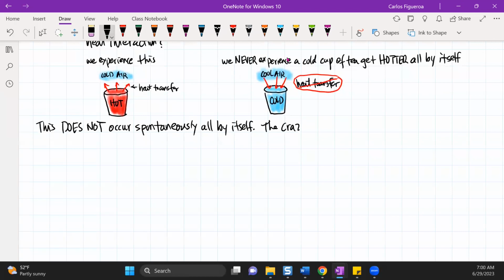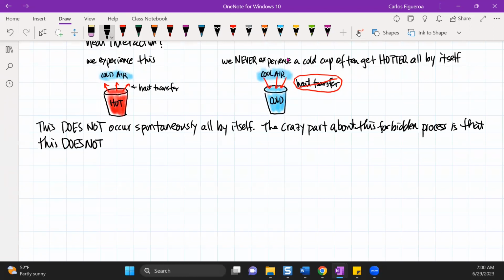The crazy part about this forbidden process is that this does not violate conservation of energy.